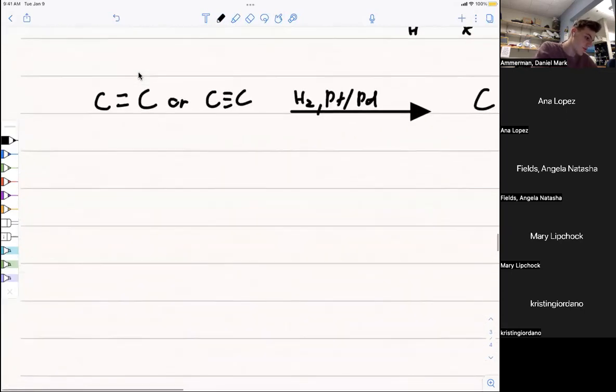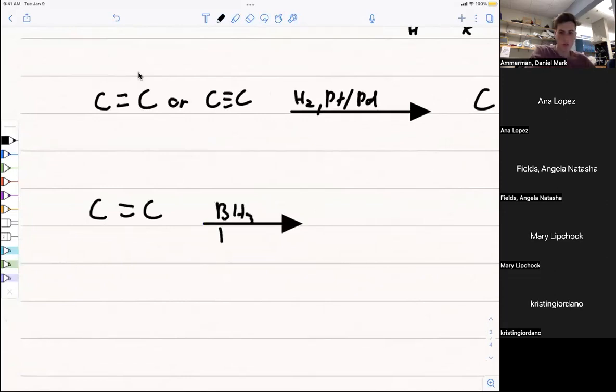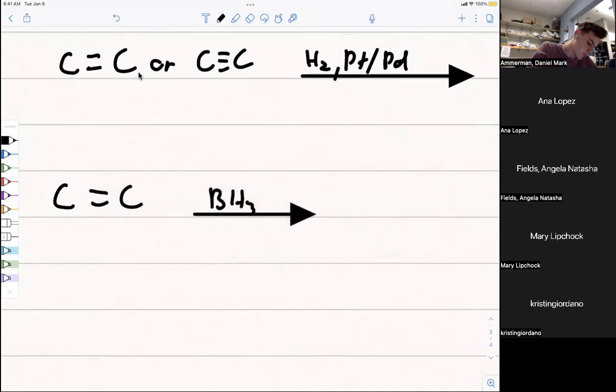When we have, what's another one? Oh, this one's hydroboration, carbon to carbon, and then first you'll see it'll be like this. If you have BH3 and then also peroxide. H2O2 is peroxide, or you can see like HOOH.